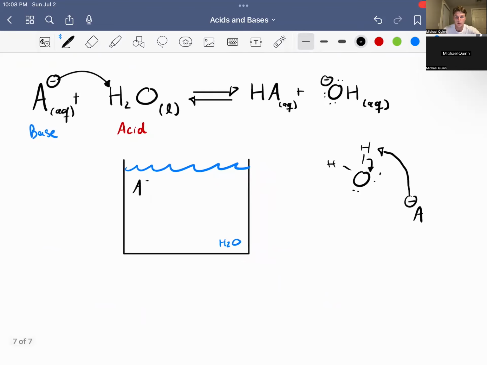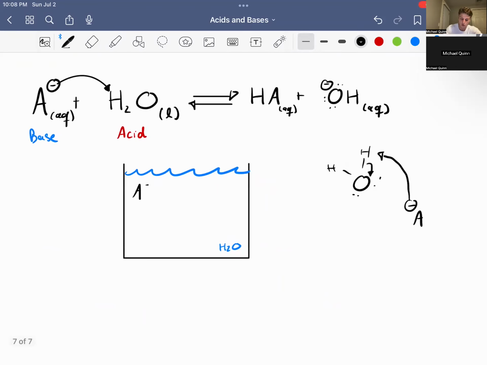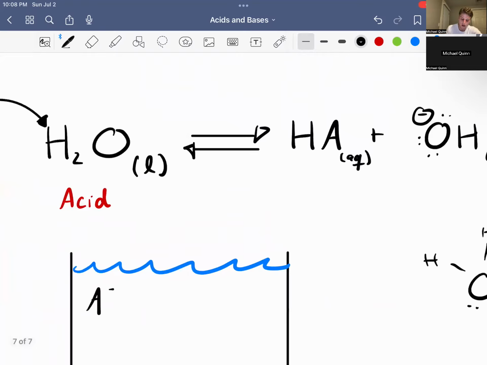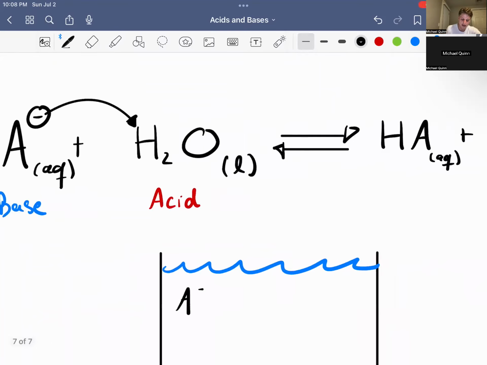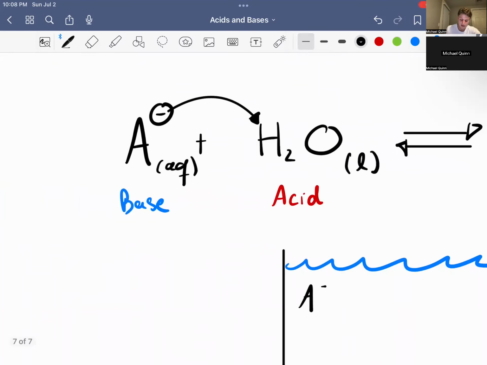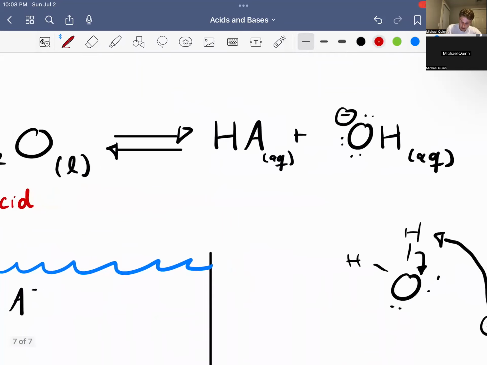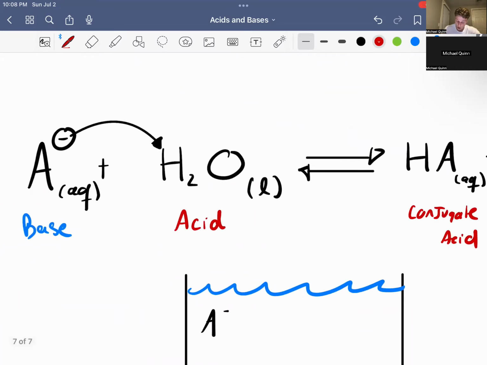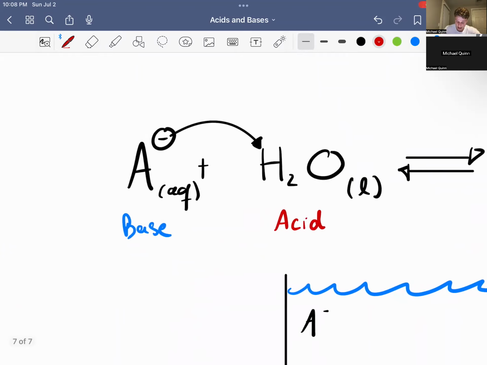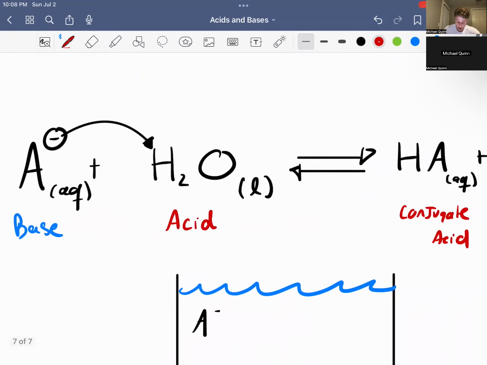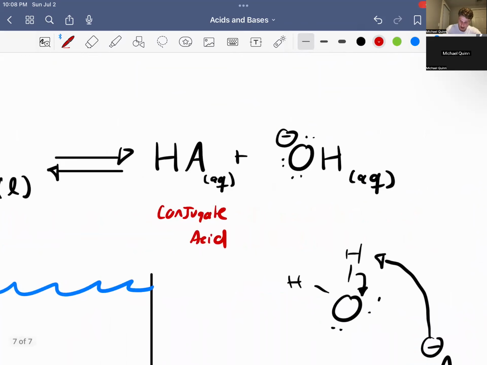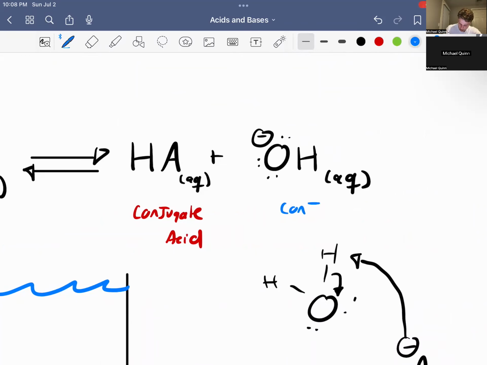This is going to produce HA and OH minus, so we should finish up by labeling what's in our reaction. So we have a base and acid. Once our base grabs a hydrogen from water, it is now the conjugate acid. And once water acts as an acid and gives away a proton, it is now the conjugate base.